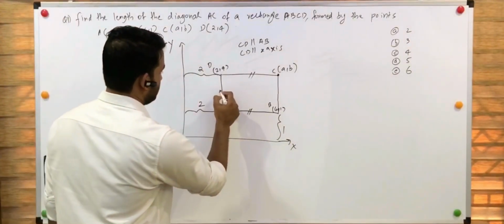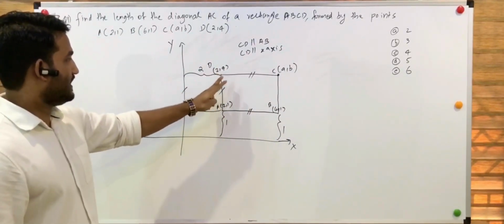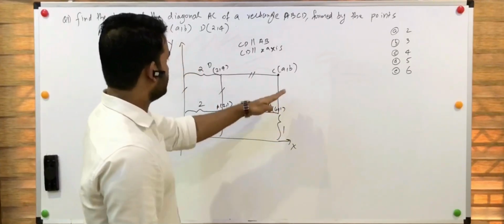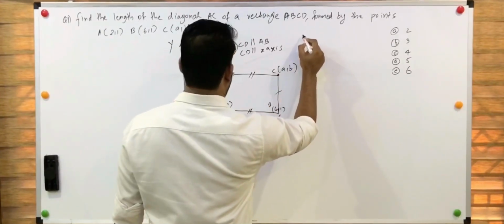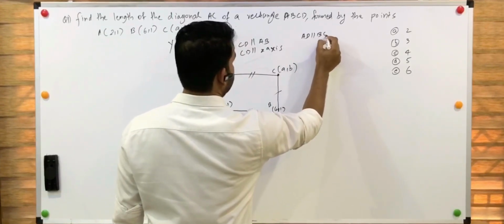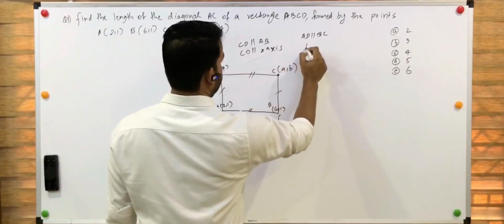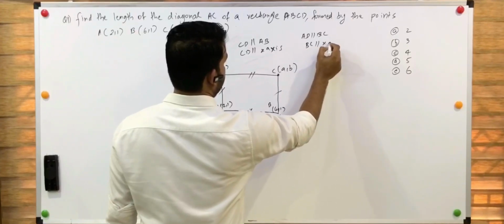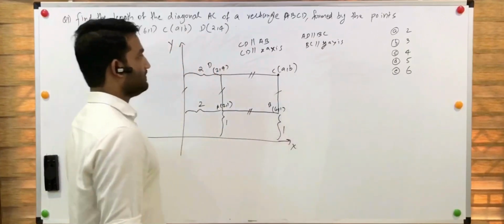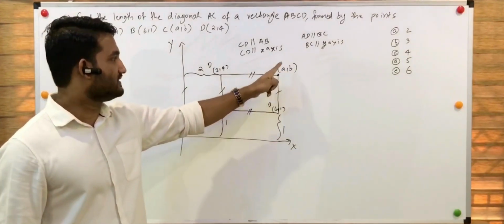So similarly, the y-axis and the line segment AD are parallel. Since it is a rectangle, AD is also parallel to BC. So we can say AD is parallel to BC. Then we already know AD is parallel to the x-axis, so BC is also parallel to the y-axis. Okay. So this is the condition we use to find the coordinates of C.